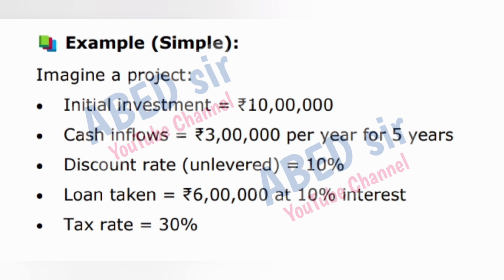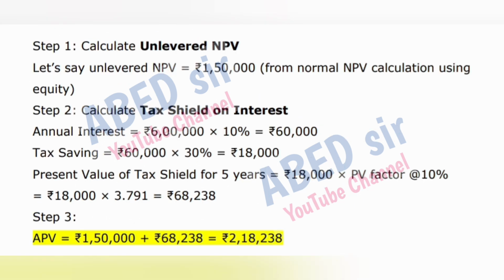Example, simple. Imagine a project. Initial investment is equal to 10 lakhs rupees. Cash inflows is equal to 3 lakhs rupees per year for 5 years. Discount rate, unlevered, is equal to 10%. Loan taken is equal to 6 lakhs rupees at 10% interest. Tax rate is equal to 30%. Step 1. Calculate unlevered NPV. Let's say unlevered NPV is equal to 1,50,000 rupees from normal NPV calculation using equity.